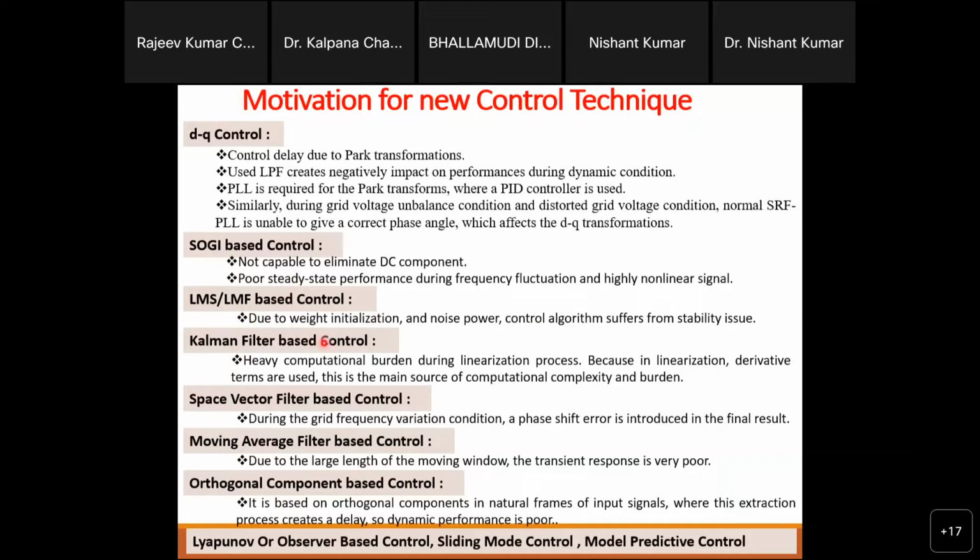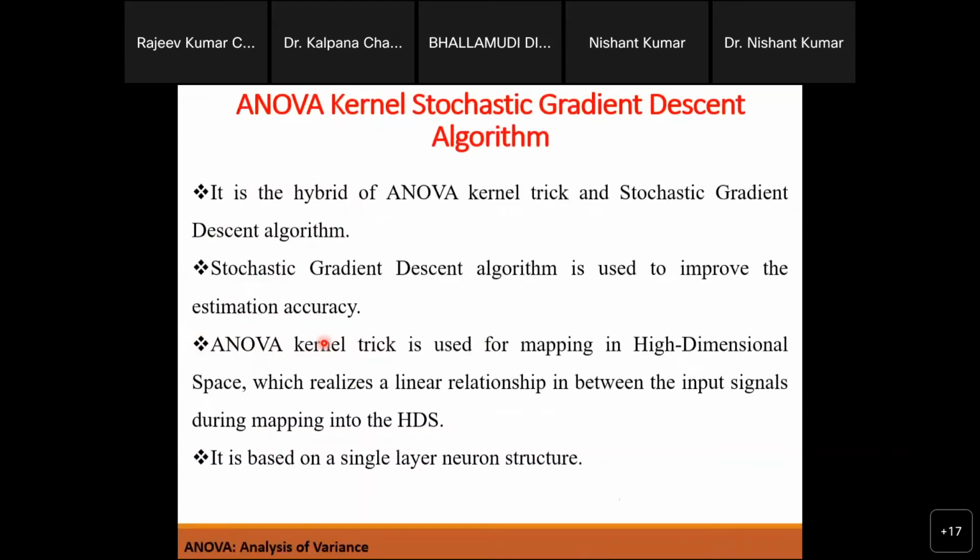So these are the few issues you will see in the different techniques, right? To mitigate all those issues, here we have tried to use the ANOVA kernel stochastic gradient descent algorithm. This algorithm is based on neural networks, but again, this neural network is not a traditional neural network, where you use data and then train it.